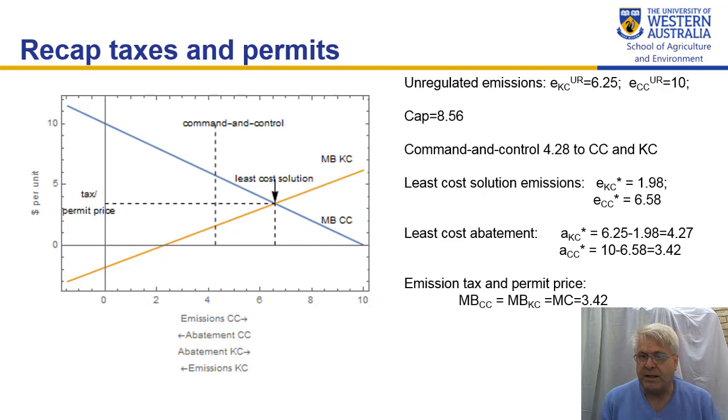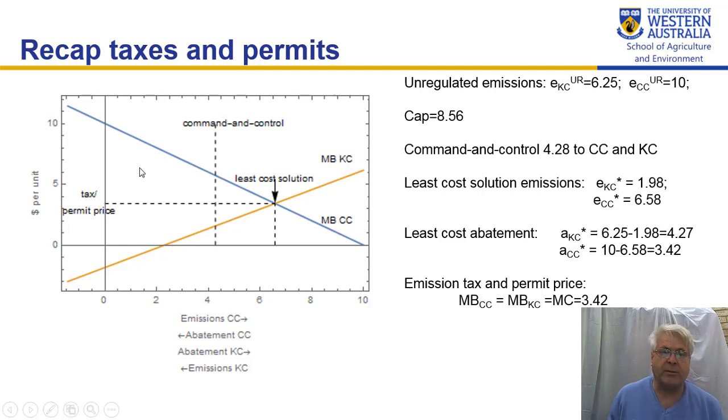We can reinterpret these as abatements, that is reductions in emissions relative to the unregulated level of emissions, as follows. So abatement for KC is equal to 4.27 and abatement for CC is equal to 3.42. If we equate the marginal profits, MBCC and MBKC, to the marginal cost of the crab fisherman, then where those are equated under the emission cap, we end up with marginal benefits CC equal to marginal benefits KC, equal to the marginal cost, and that's equal to 3.42.